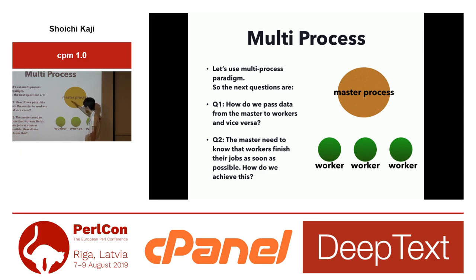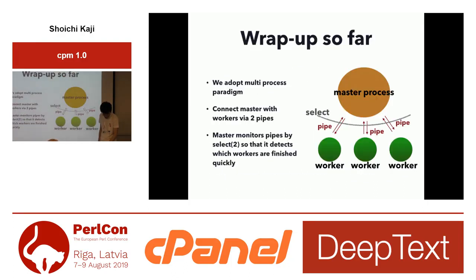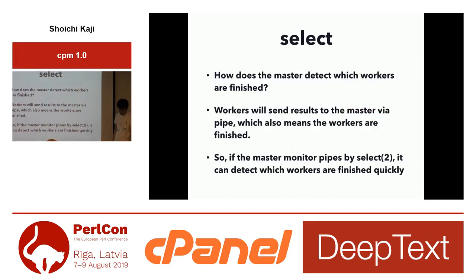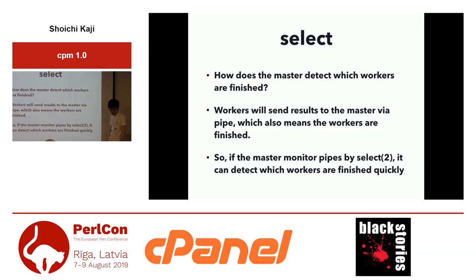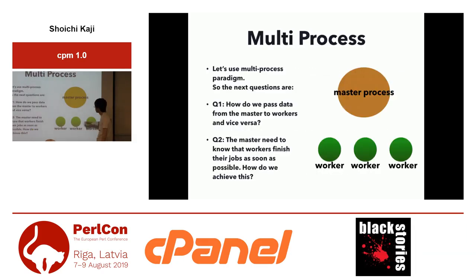How does the master detect which workers are finished? The worker will send the result to the master via pipe, which also means the worker is finished. So the master process sends jobs to the worker, and the worker processes jobs and returns the result.